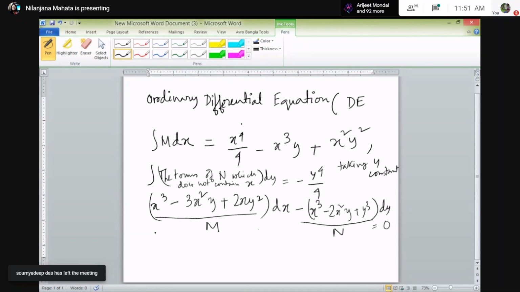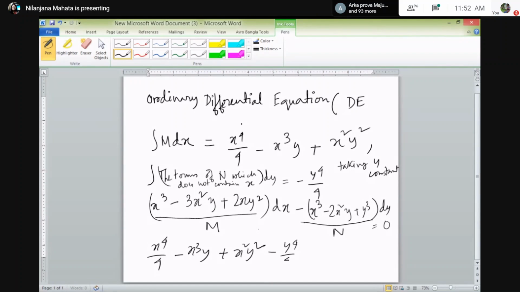Integration of M dx plus integration of N dy gives x to the power 4 by 4 minus x cube y plus x square y square minus y to the power 4 by 4. So this is u equal to c, your du is equal to 0, so your u is equal to c, a function of x and y.